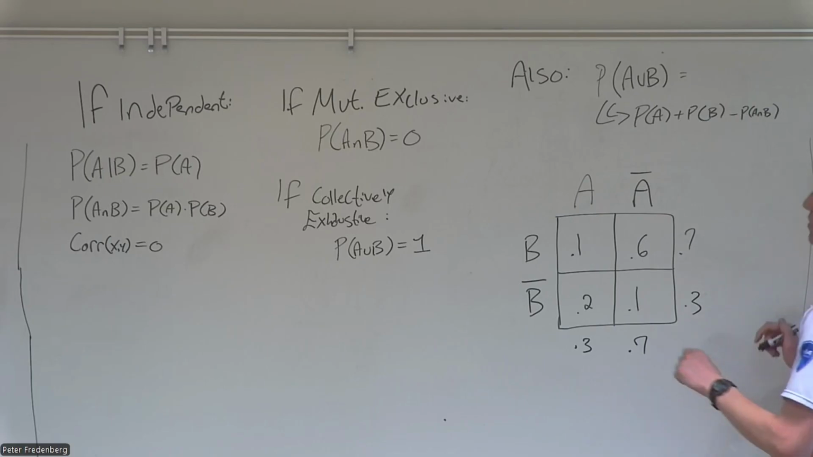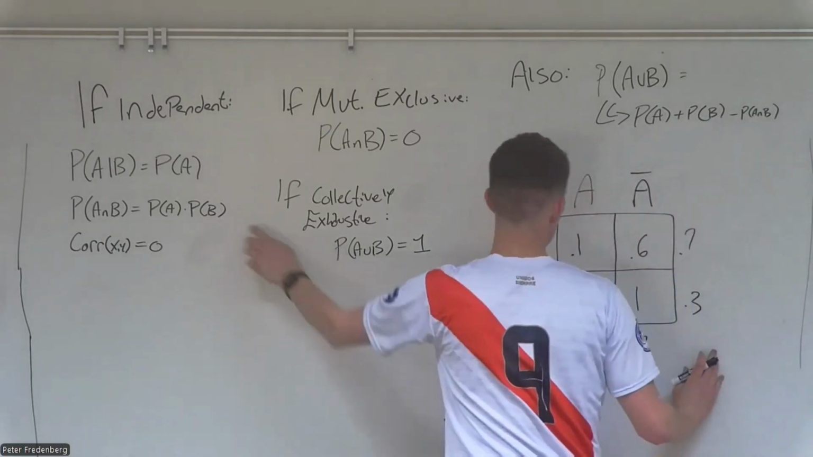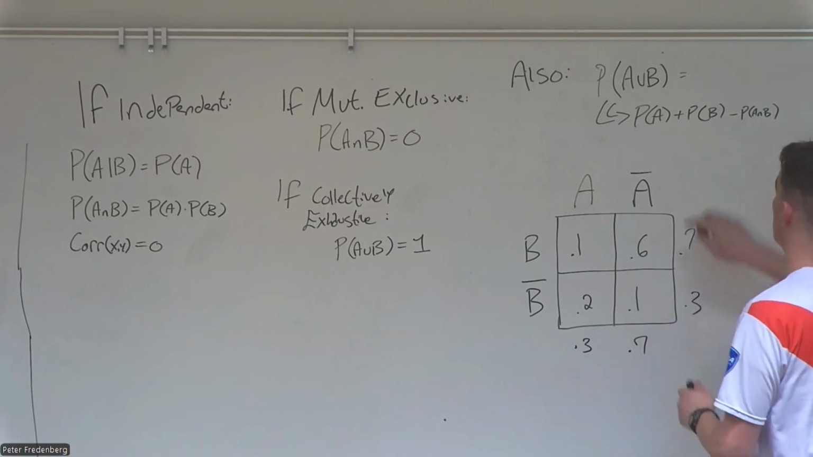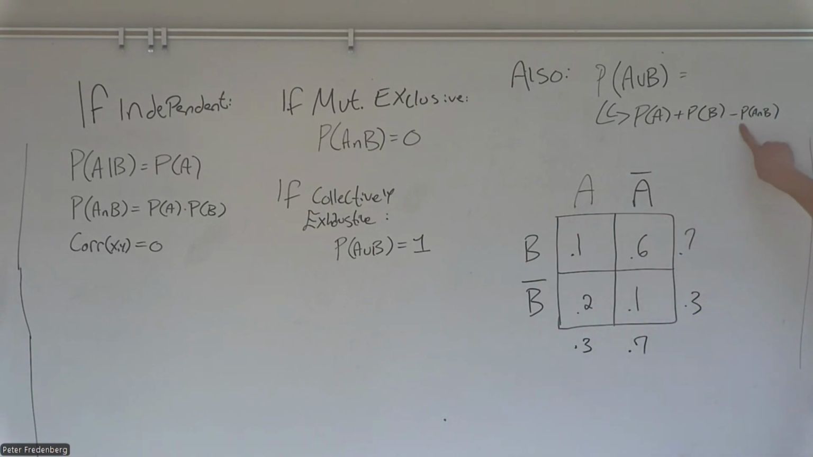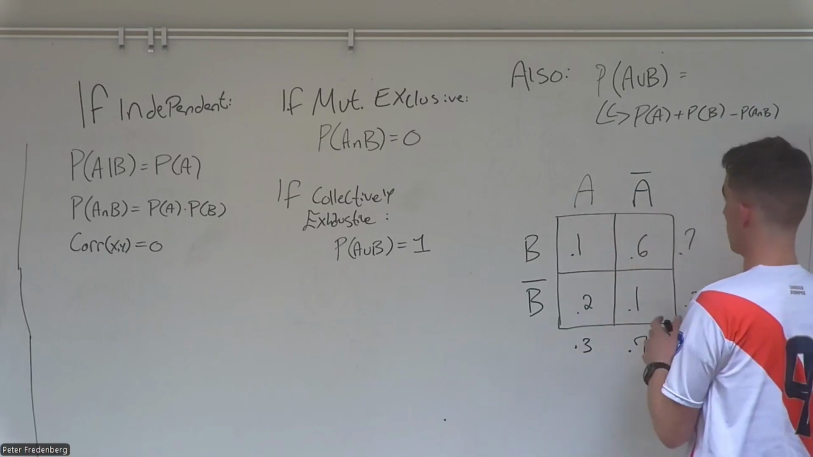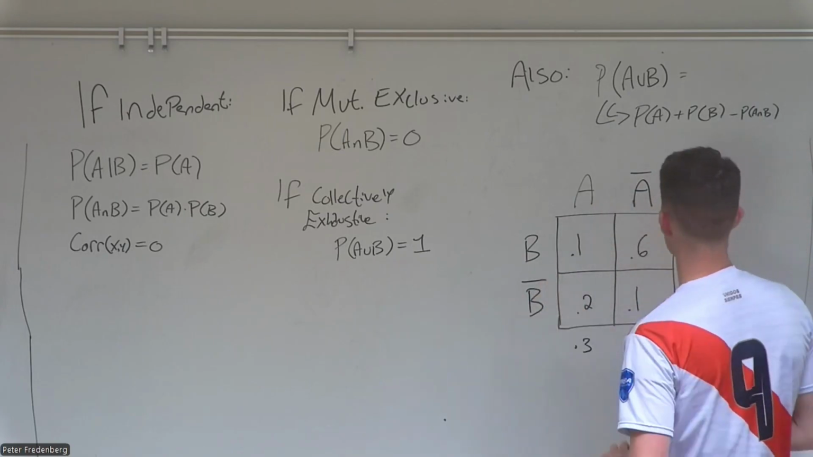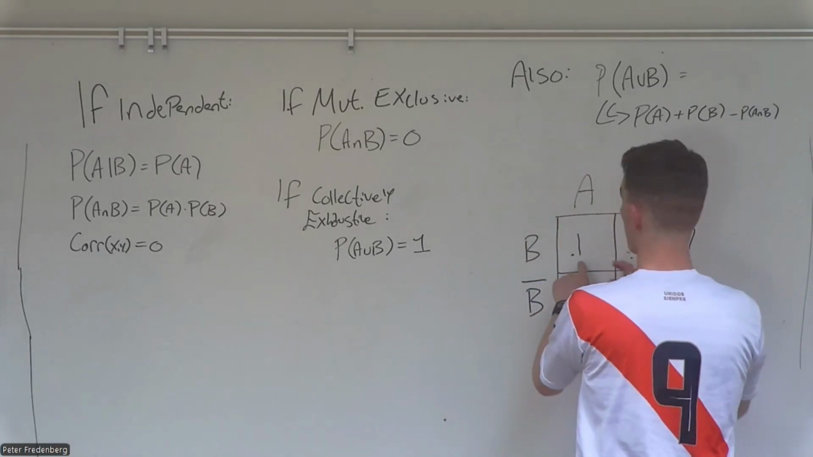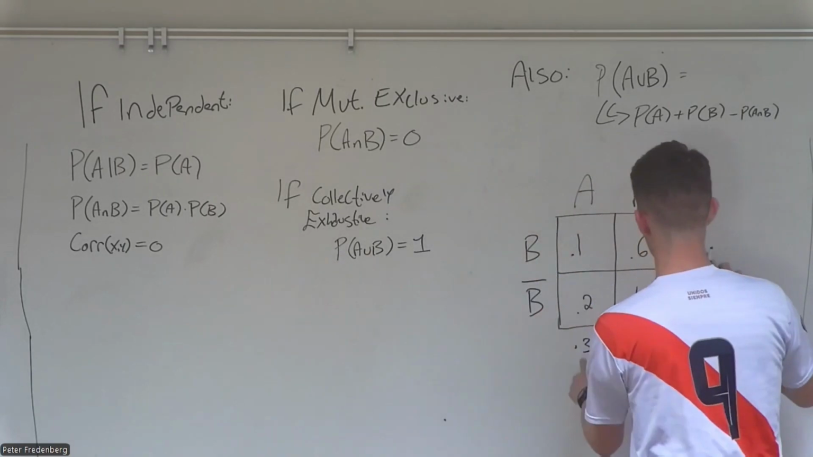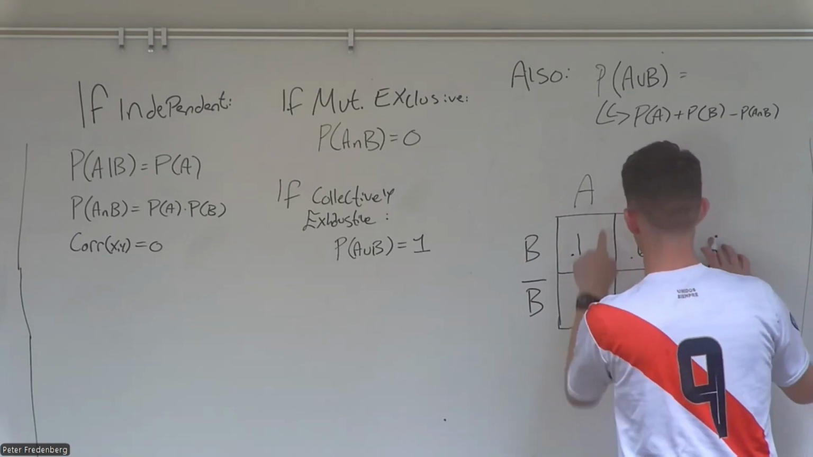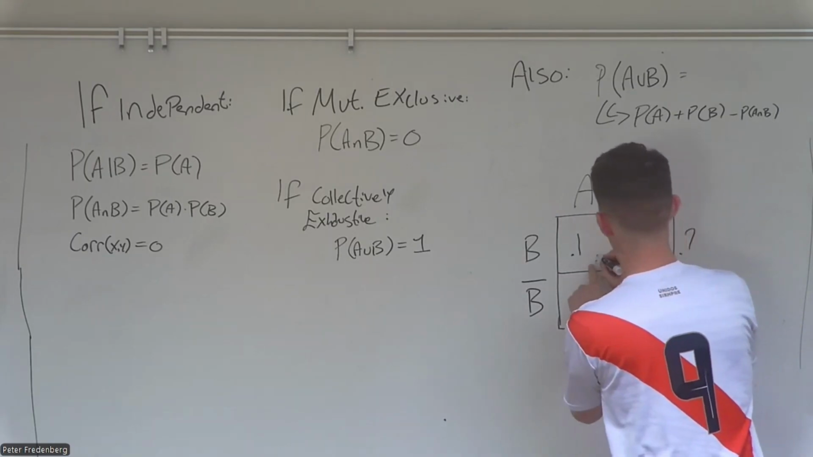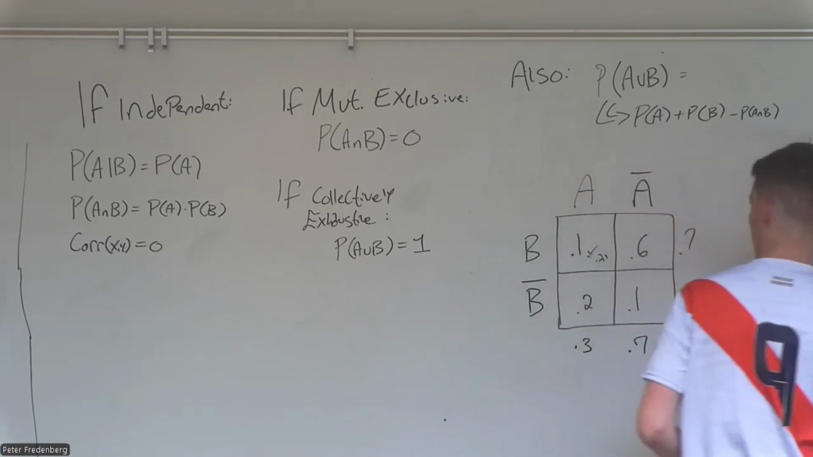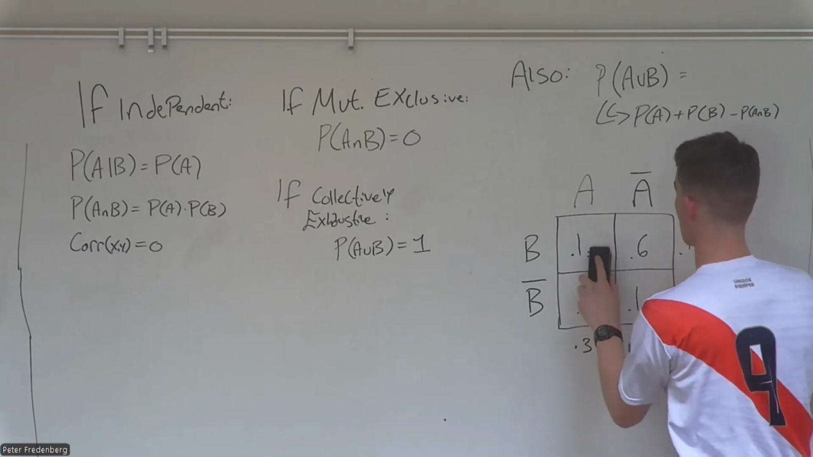But yes, so if stuff's independent, we can find the intersection just by multiplying these two together. But if they're not, we'll have to use this formula to get it. So jumping back to this, we know that A and B are not independent here, right? Because if this formula doesn't work, the probability of A and B is just 0.1. But if we try P(A) times P(B), we multiply the 0.7 of B times the 0.3 probability of A, and we just get 0.21. And as we can see, that does not equal 0.1. And so A and B are not independent.